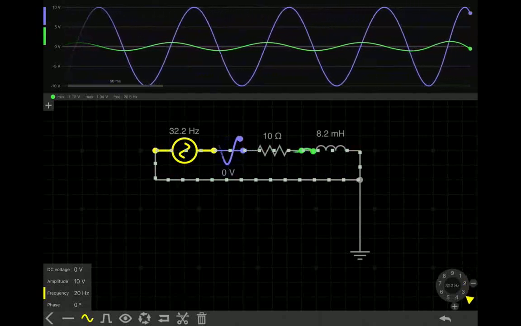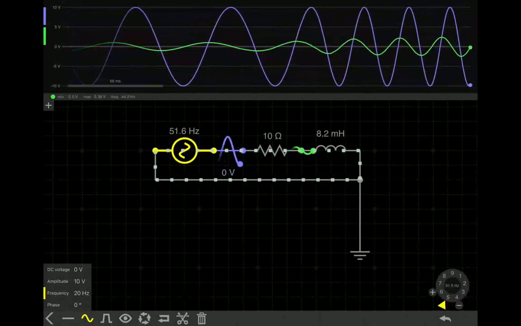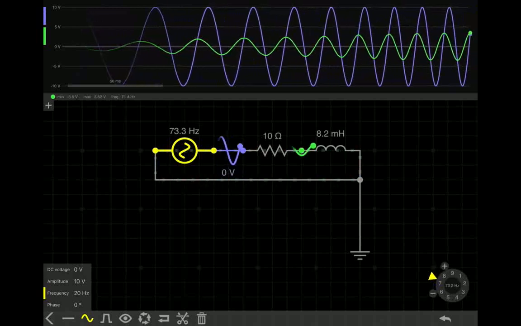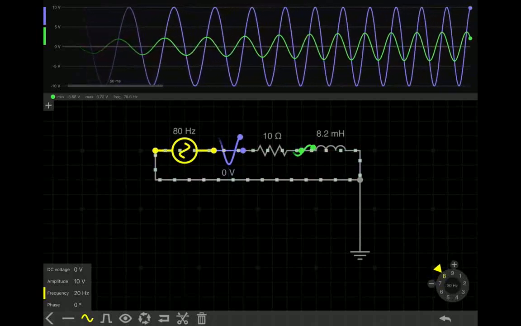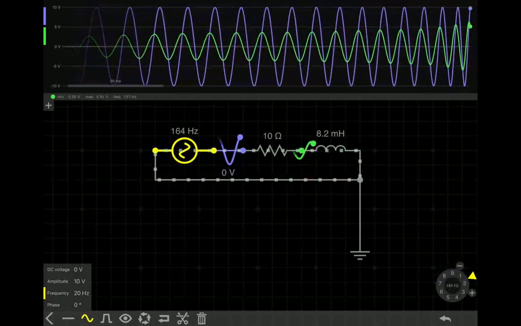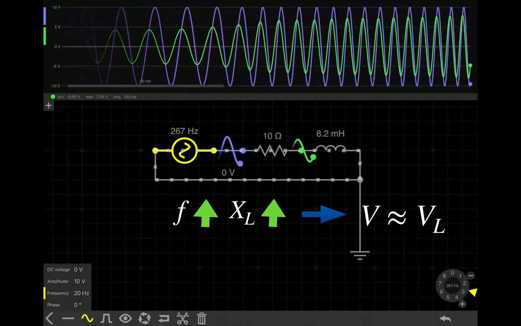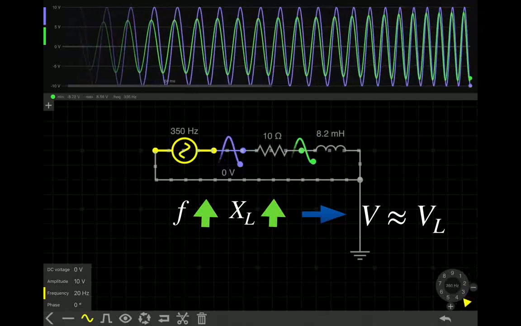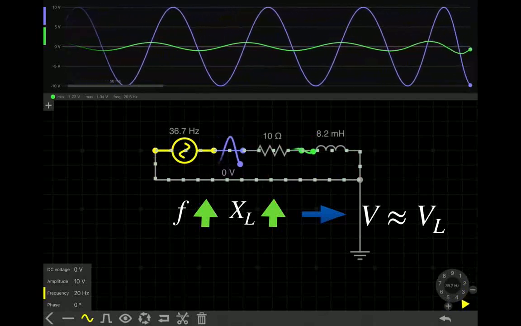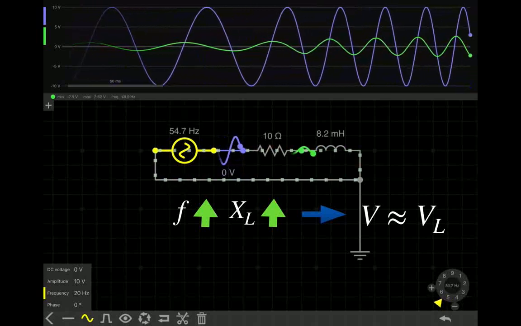Let us now observe some of the properties of an RL circuit. We are going to gradually increase the frequency from 20 Hz to higher frequencies. In purple, we show the circuit's voltage, and in green, the inductor's voltage. Notice that as we increase the frequency, the circuit becomes, as we call it, more inductive, in that the entire voltage drop across the circuit essentially takes place only across the inductor. Now take a moment to absorb this information.